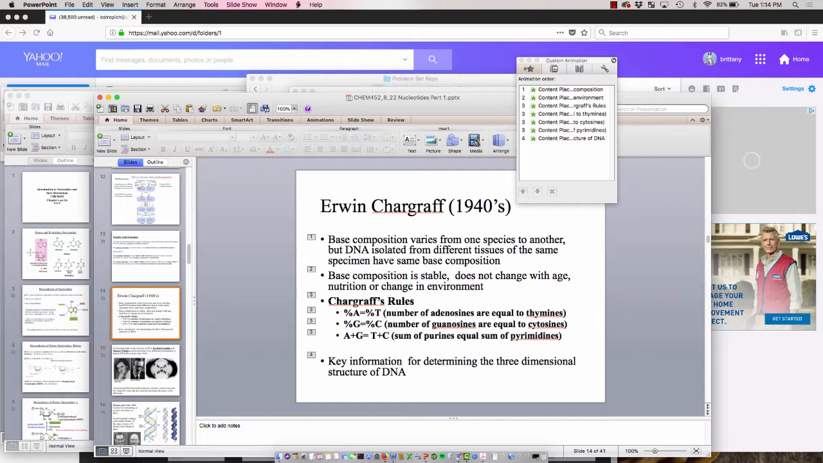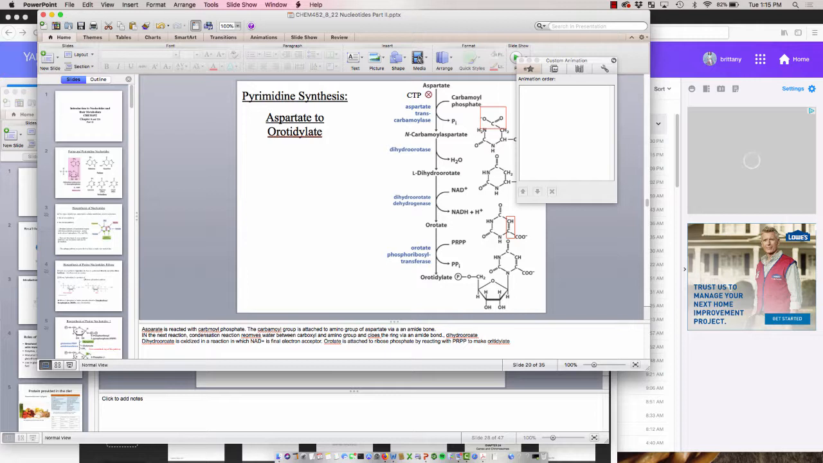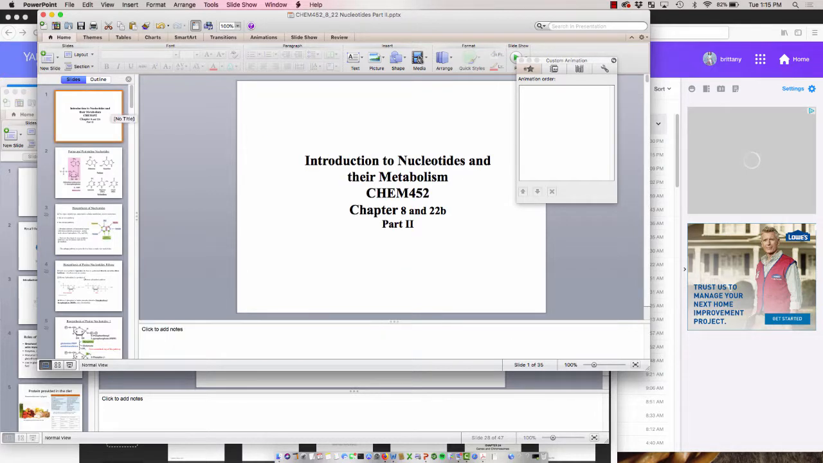Now we're going to go into part 2 of nucleotides, which is their metabolism. I'll do maybe about 15 to 20 minutes of this.